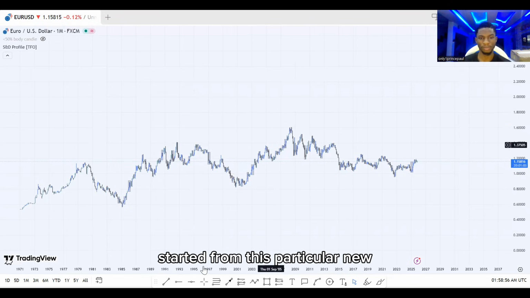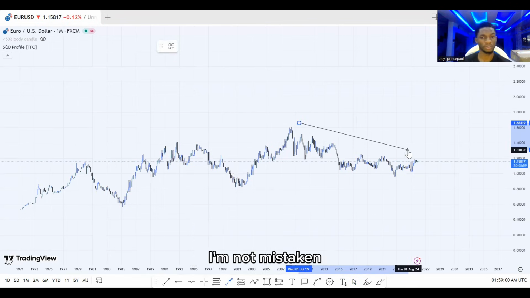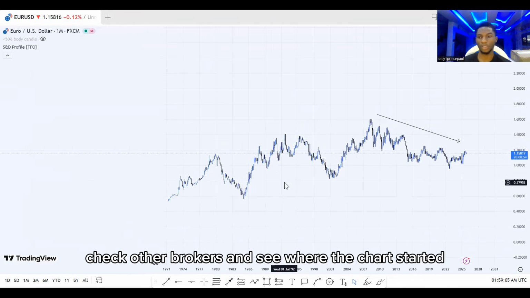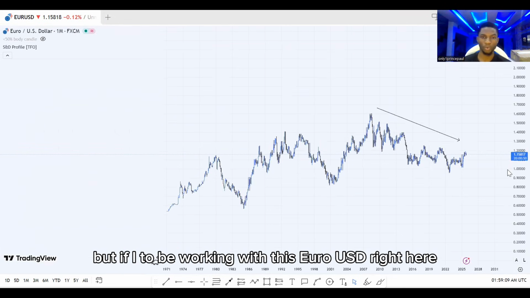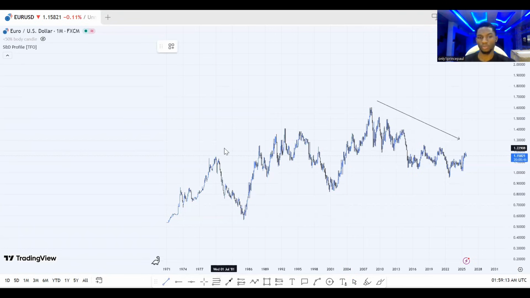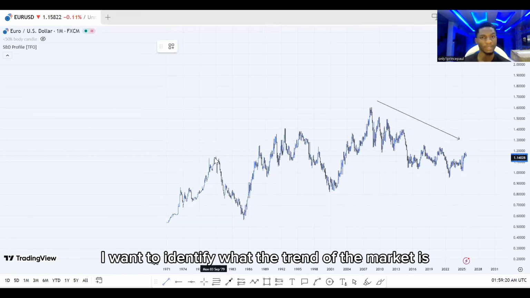It started from this particular move over here, if I'm not mistaken. I don't know, you can just go to your charts and confirm. Check other brokers and see where the chart started. But if I were working with this Euro USD with this particular broker, first thing first, I want to identify the trend of the market.